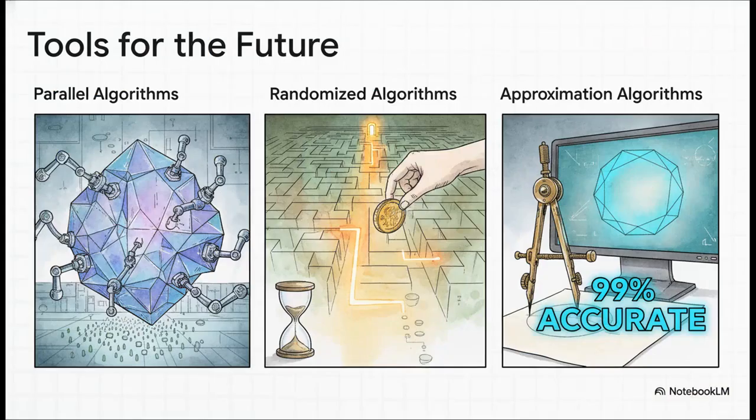To tackle these massive challenges, we're designing whole new kinds of tools. Parallel algorithms basically unleash thousands of computers on a single task all at once. Randomized algorithms, they use a bit of pure chance, like flipping a coin, to find surprisingly good answers fast. And when a perfect answer is just way too slow to find, approximation algorithms can get us a solution that's maybe 99% perfect, but in a tiny fraction of the time.